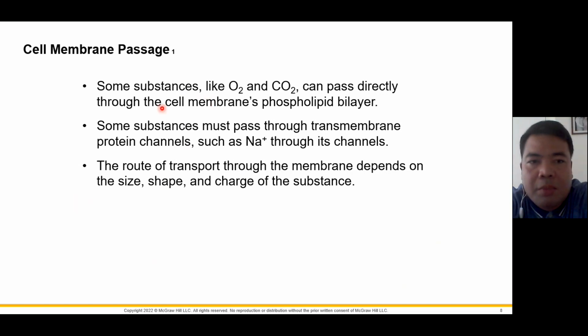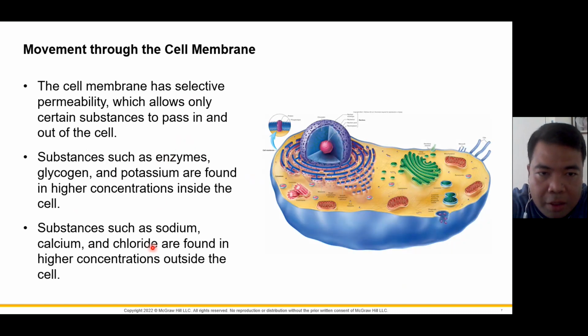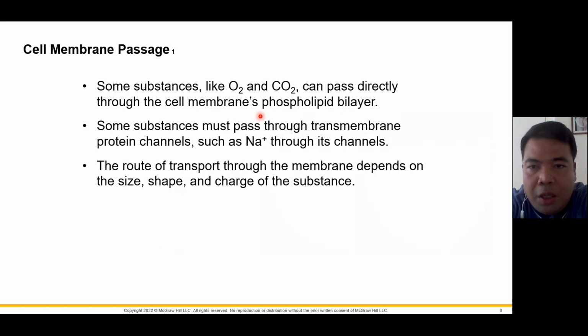While some substances like oxygen, carbon dioxide can pass directly through the cell membrane's phospholipid bilayer. Ibig sabihin, itong mga substances na to, unlike those that we have mentioned earlier, yung mga enzymes, glycogen, potassium, yung mga sodium, calcium, and chloride, selective ang cell membrane sa kanila. Oxygen and carbon dioxide can directly pass through the cell membrane's phospholipid bilayer. Okay? Dire-diretso lang sila.